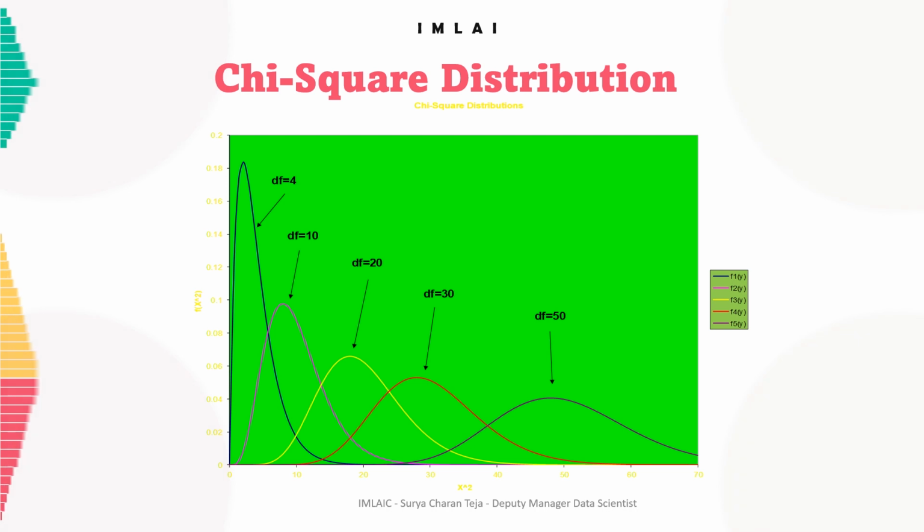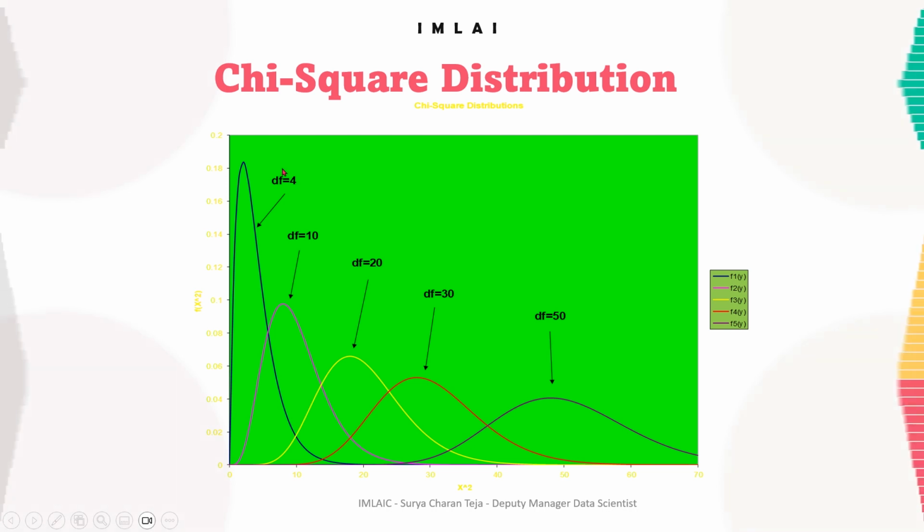Here you can see various chi-square continuous probability distribution plots for different degrees of freedom. When the degrees of freedom is 4, it is completely skewed towards the right. As the degrees of freedom increases from df 10, df 20, df 30, df 50, slowly it is taking a normal curve kind of shape, becoming pretty much a bell-shaped curve. It's not completely bell-shaped, but it's slightly improving from the skewed to the normal one.